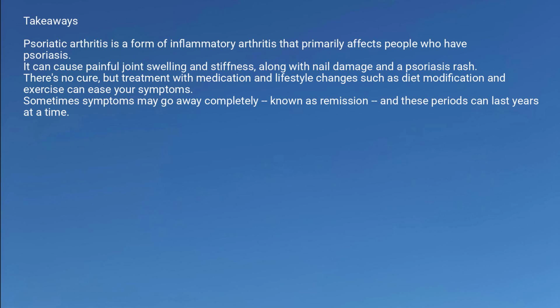Takeaways. Psoriatic arthritis is a form of inflammatory arthritis that primarily affects people who have psoriasis. It can cause painful joint swelling and stiffness, along with nail damage and a psoriasis rash. There's no cure, but treatment with medication and lifestyle changes such as diet modification and exercise can ease your symptoms. Sometimes symptoms may go away completely, known as remission, and these periods can last years at a time.